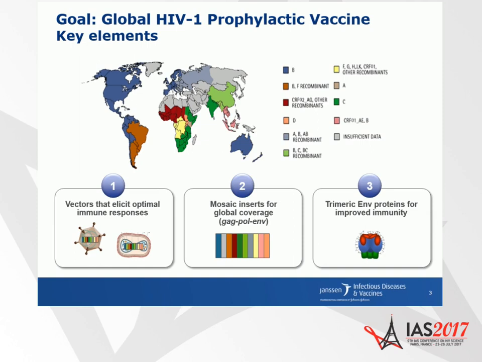For that, we think we need optimal immunity, for which we have selected viral vectors that can elicit these optimal immune responses, and we are using the low seroprevalent adeno-26. We are also working with an MVA, a pox vector, originally developed by Bernie Moss, and for this program further developed by Nelson Michael and Merlin Robb. We are using mosaic inserts for GAG, POL, and ENV genes, designed by Bette Korber, and a trimeric ENV protein for improved immunity, originally designed by Bing Chen.